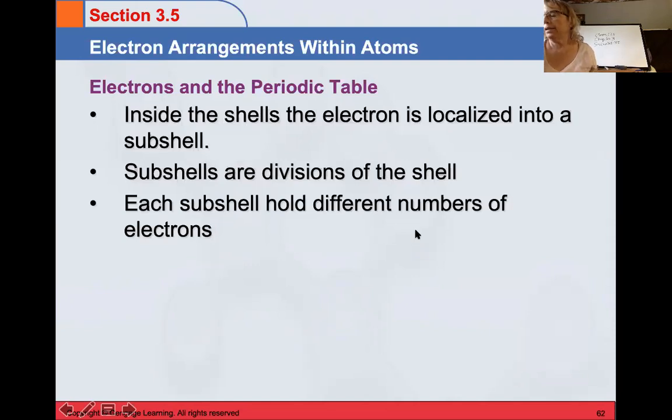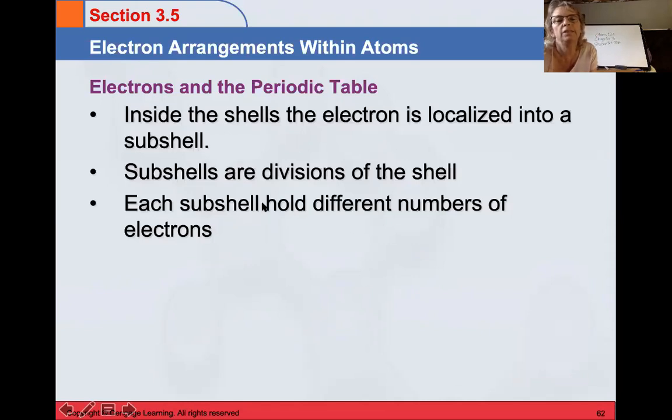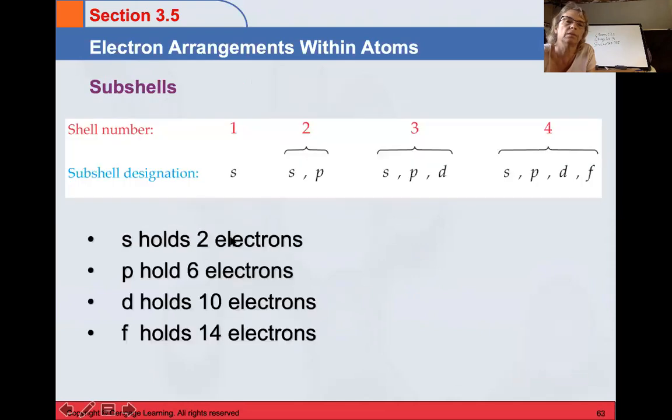So inside the shells in that diagram are subshells that are divisions of the shell. And it's kind of hard to show it in this diagram. So you just kind of have to imagine subdivisions of these larger shells. And each subshell can hold a different number of electrons. So here's the first four shells, and you can picture these as the first four periods in the periodic table. And inside those four shells are these different subshells.